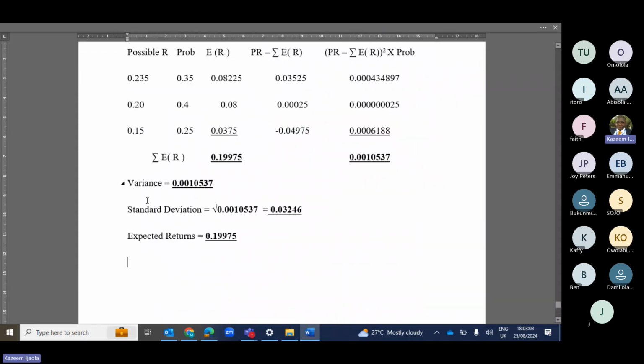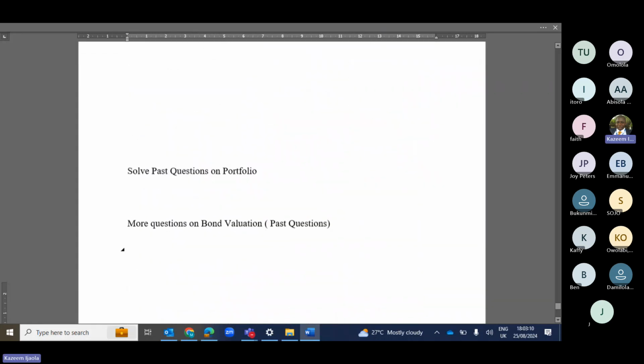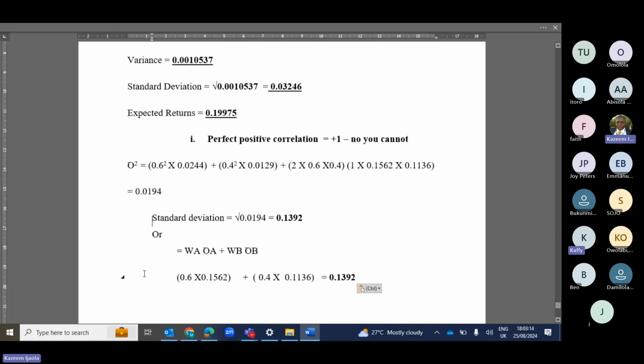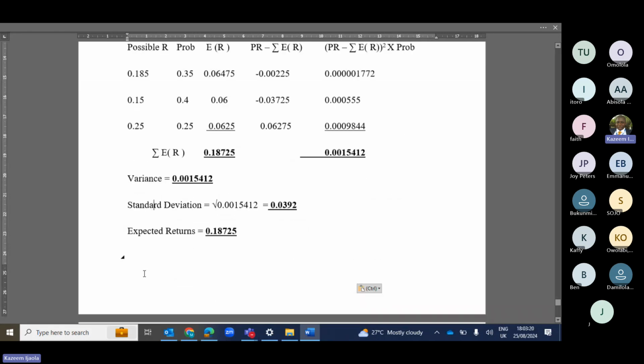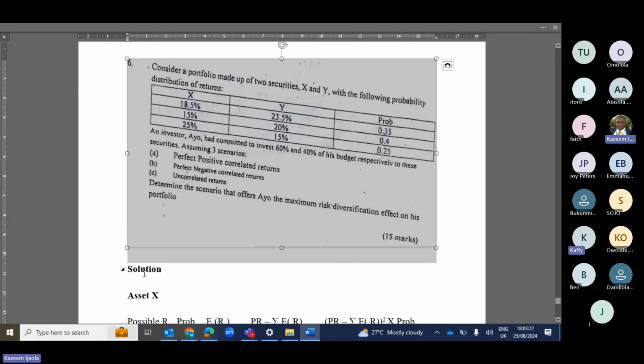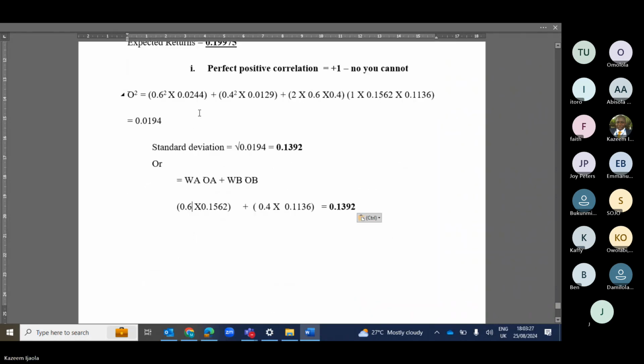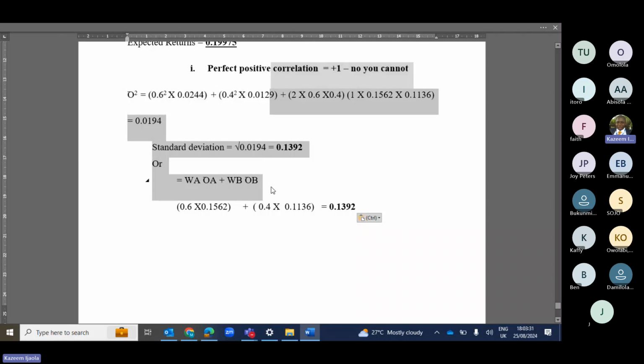Assuming a perfect positive correlated return. So we'll say perfect positive correlated return. So what is the weight of the investment? Is it 60-40? What is the weight? They said it is 60-40, Abi. Yes. Should we use the second formula, or let's just use the second formula straight away, Abi?